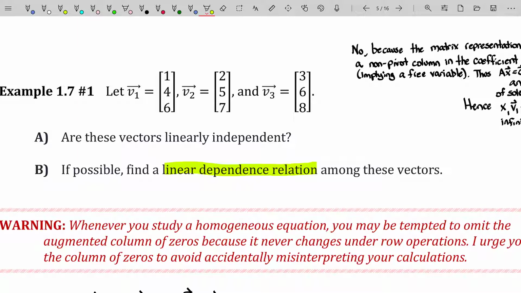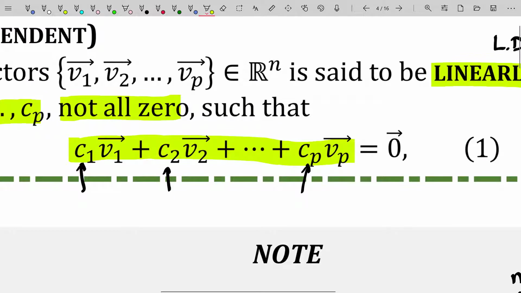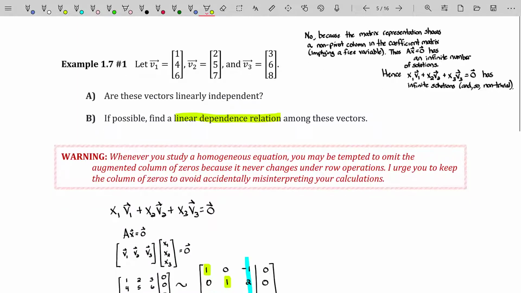Now let's remind ourselves what a linear dependence relation is. Equation 1 in the definition of linear dependence is called a linear dependence relation. It's basically saying I have a linear combination of our vectors that will become 0, where that linear combination does not have all 0 weights. So there must at least be one non-zero weight in C1, C2, all the way to C sub P. The question is, can we do that here? Can we build a linear dependence relation here? And the answer is yes.